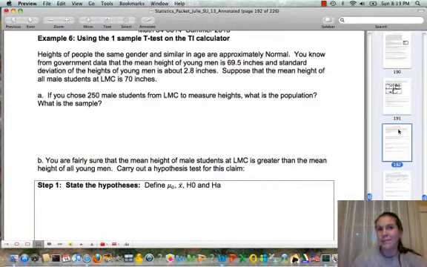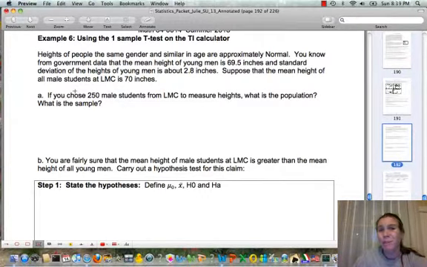Hi everyone, this is example 6 from module 10 on page 192, and we're going to look at how to do two different types of tests on the TI calculator. So for example 6, we're going to use the one sample t-test, and t-tests use data from samples.